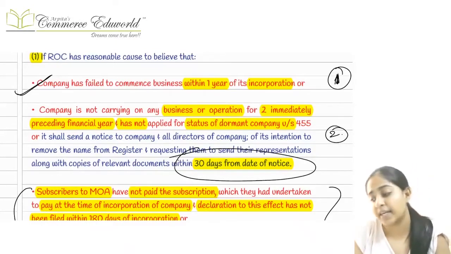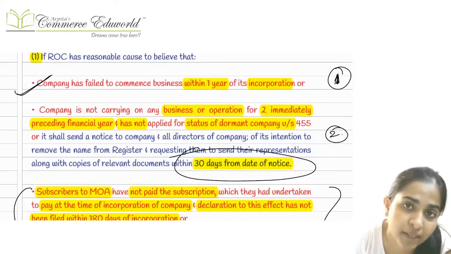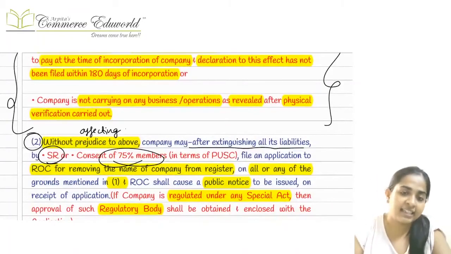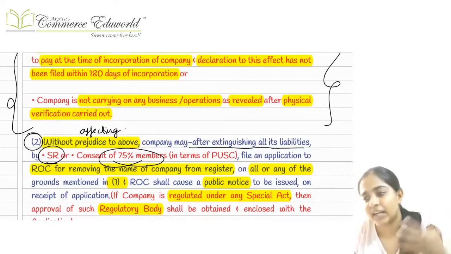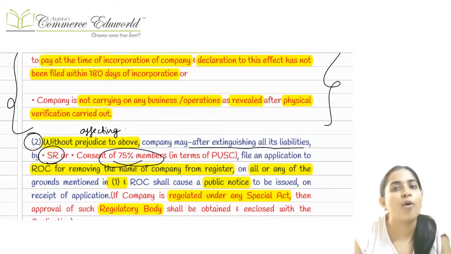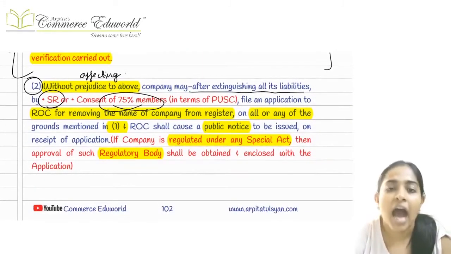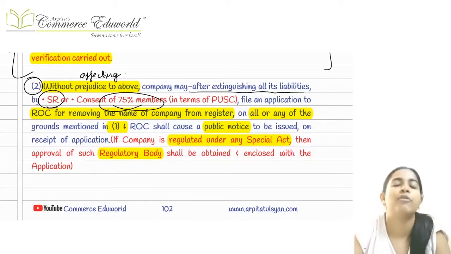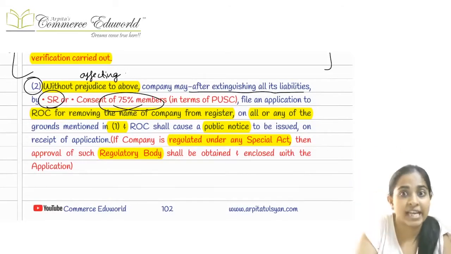Right, next one is the subscribers to the MOA who said that we will pay the money for the shares, but they did not pay the money within 180 days from the date of incorporation. Or if the ROC comes to know after physical verification that the object clause which was written in the MOA is different, and physically whatever business the company is doing is altogether different. Then in such cases, if any one case is attracted, the ROC has the power that after giving us a reasonable opportunity of being heard, ROC can cancel the name of the company from the register of the company.